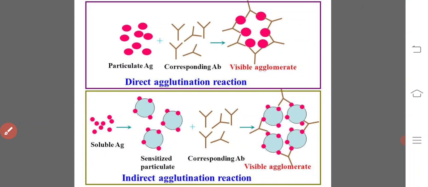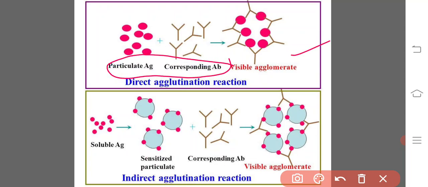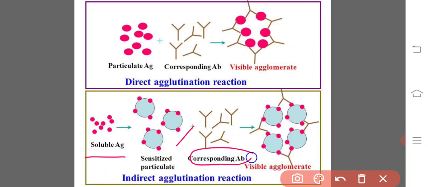In direct agglutination, the particulate antigen combines with the respective antibody and forms a visible agglomerate, or agglutination. Whereas if the antigen is soluble, we may fix it onto particles, and with the corresponding antibody there is a visible agglomerate. So here antigens are directly bound to the antibodies, but in the indirect method the particles are attached to the antibody, and both of them interact with the antibody.